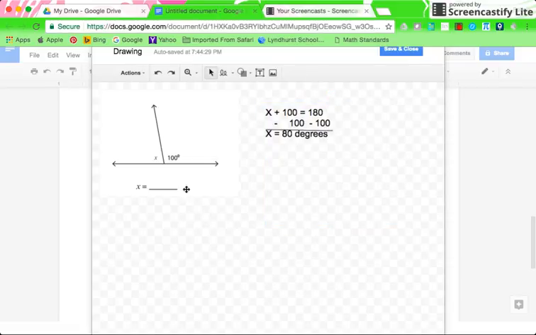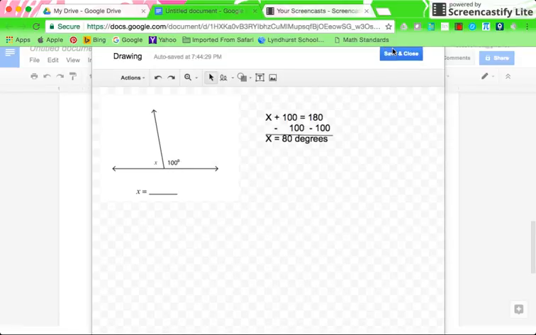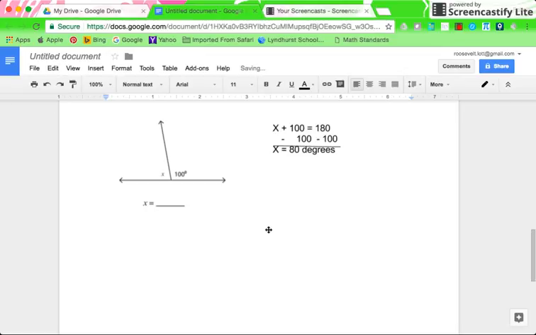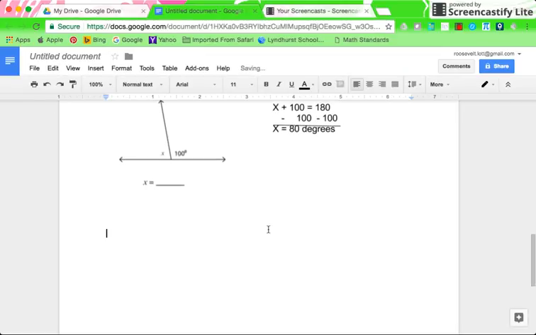And that's it. Now we can go back and check our work and see, oh, x equals 80 degrees. 80 plus 100 is 180 degrees. Therefore, your answer is correct. I'm going to press save and close, and there it is. That now, come on, that's pretty cool.